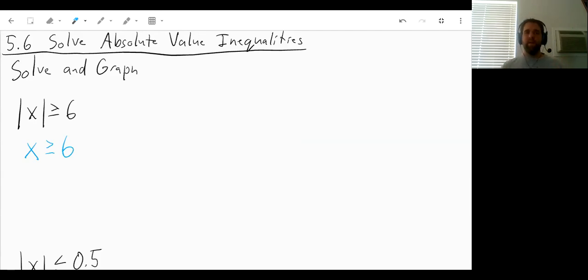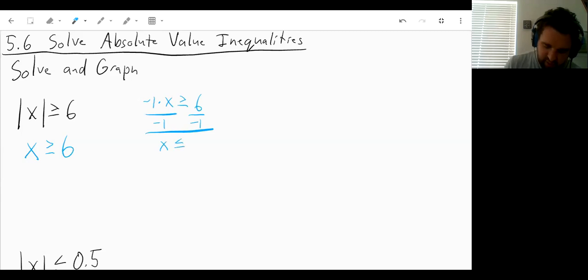But if the absolute value changed a negative and made it positive, then that would mean that it was actually the same as a -1 times x is greater than or equal to 6, which means we would have to divide by a -1 from both sides. And since we're dividing by a negative, it will switch the direction of our sign. So now our x will be less than or equal to -6.